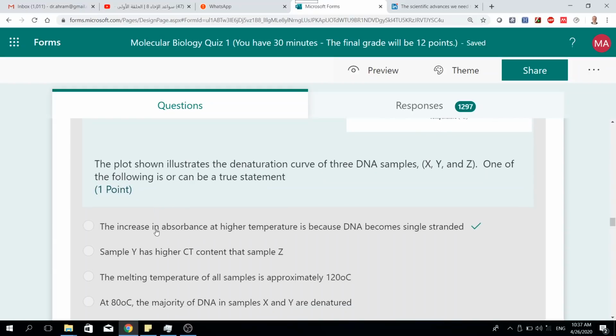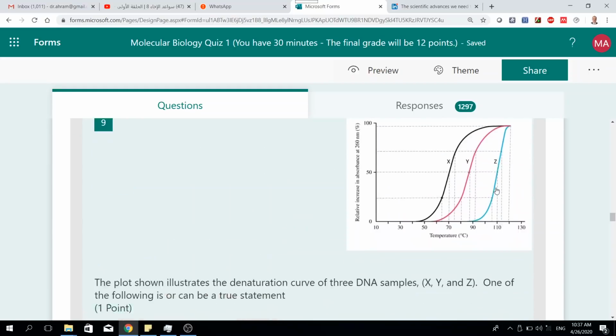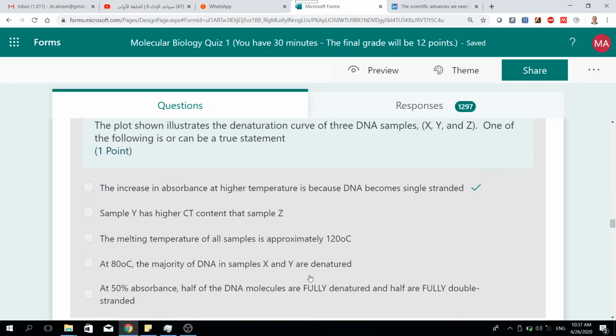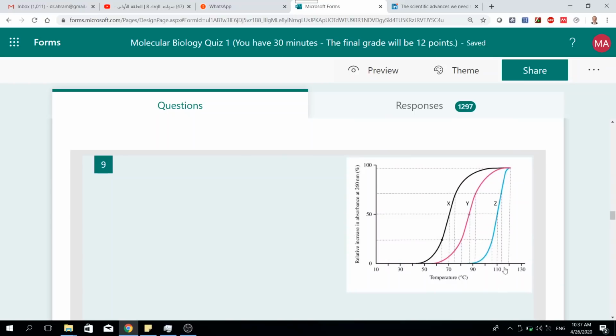Okay. The increase in absorbance at higher temperature is because DNA becomes single-stranded. Yes, definitely. I mean, this is the whole concept. Why is it that you have more absorbance? Because DNA becomes single-stranded. So this is a true statement. What else do we have? Sample Y has higher CT content than sample Z. Well, it's the GC content, not CT content. The melting temperature is approximately 120. No, 120 is when they're all fully denatured. The melting temperature is the 50% mark.